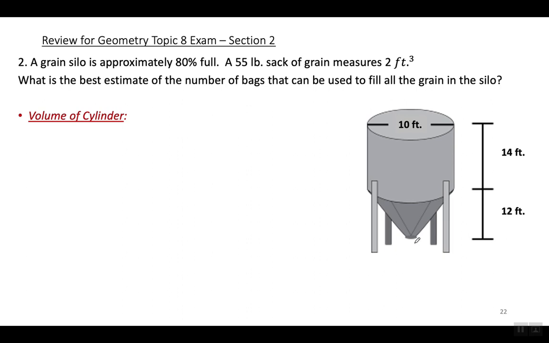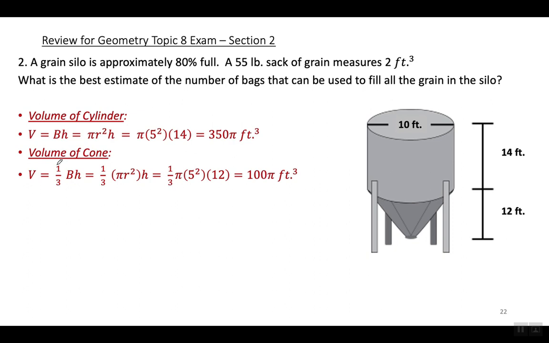So first, let's get the volume of the cylinder. The formula for volume of a cylinder is the area of the base times the height. The radius is 5 and the height is 14. So when we substitute those numbers, we're going to get the volume of the cylinder is 350 pi cubic feet. Now let's get the volume of the cone. All right, so the volume of a cone, the formula is 1/3 times the area of the base times the height. Again, the radius is 5 and the height of the cone is 12. So when you substitute those numbers, you're going to get the volume of the cone is 100 pi cubic feet.